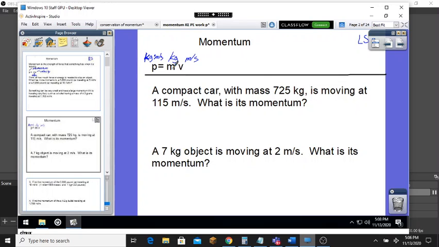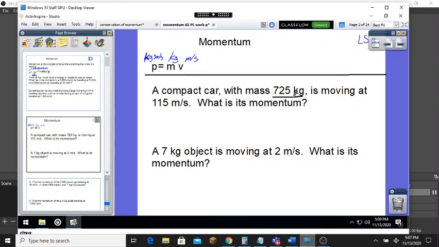So here are the units. Mass is in kilograms, velocity is meters per second, and the units for momentum are kilogram times meters per second. If we look at the first example here, a compact car with a mass of 725 kilograms is moving at 115 meters per second. What is its momentum? Let's figure out where these go.